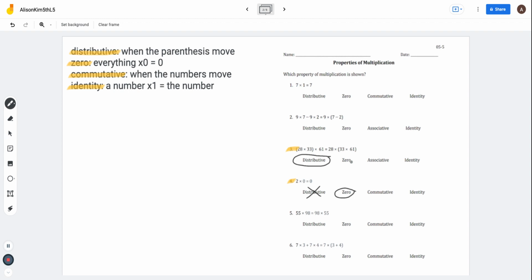And if you want to see why the other ones aren't, commutative property is when the numbers move. The numbers did not move, so it cannot be commutative. As for identity, if it was the identity property, then 2 times 0 would have given us 2, but in this case it did not, it gave us 0. So it's not identity either. That's why it's the zero property.